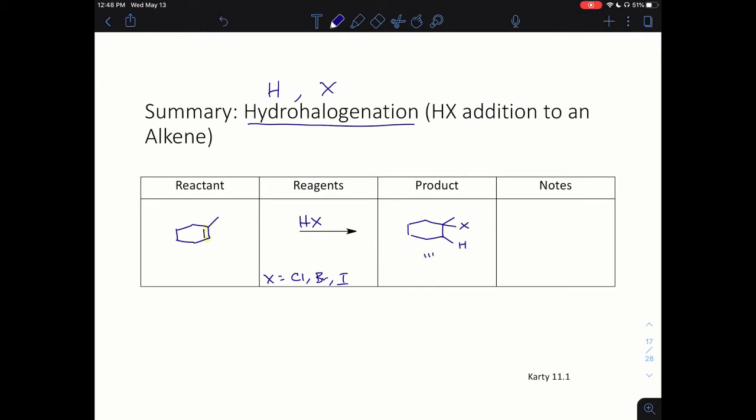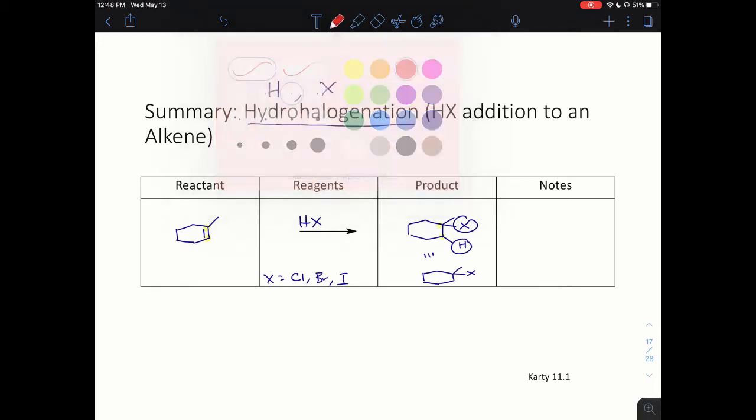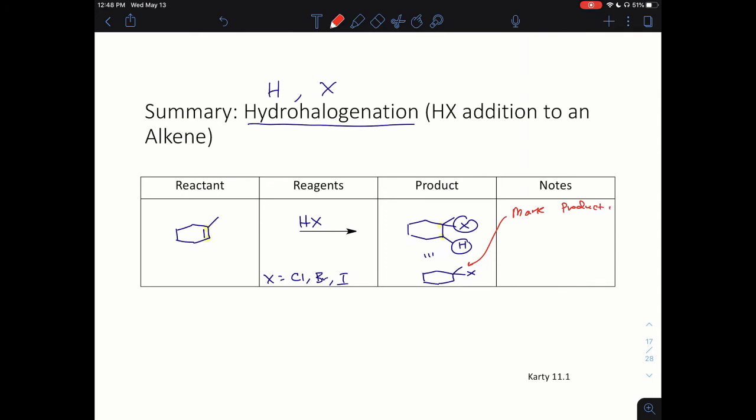It's a little confusing when I draw it like that. I just want to show you that H and X are both added. Now, what are some notes that we might make here? Well, the Markovnikov product is observed, which means that the more substituted alkyl halide is formed because it comes from the more substituted carbocation.